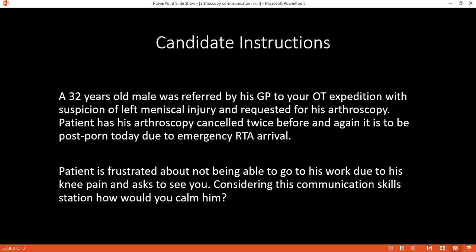So if you have read and understood this communication skill station, kindly begin. Hello, I'm Fosia, one of the surgical doctors here. May I confirm your name and age? Yes, doctor. I'm John and I'm 32 years old. Thanks for confirming and nice to meet you, John. Could you please tell me about your knee?